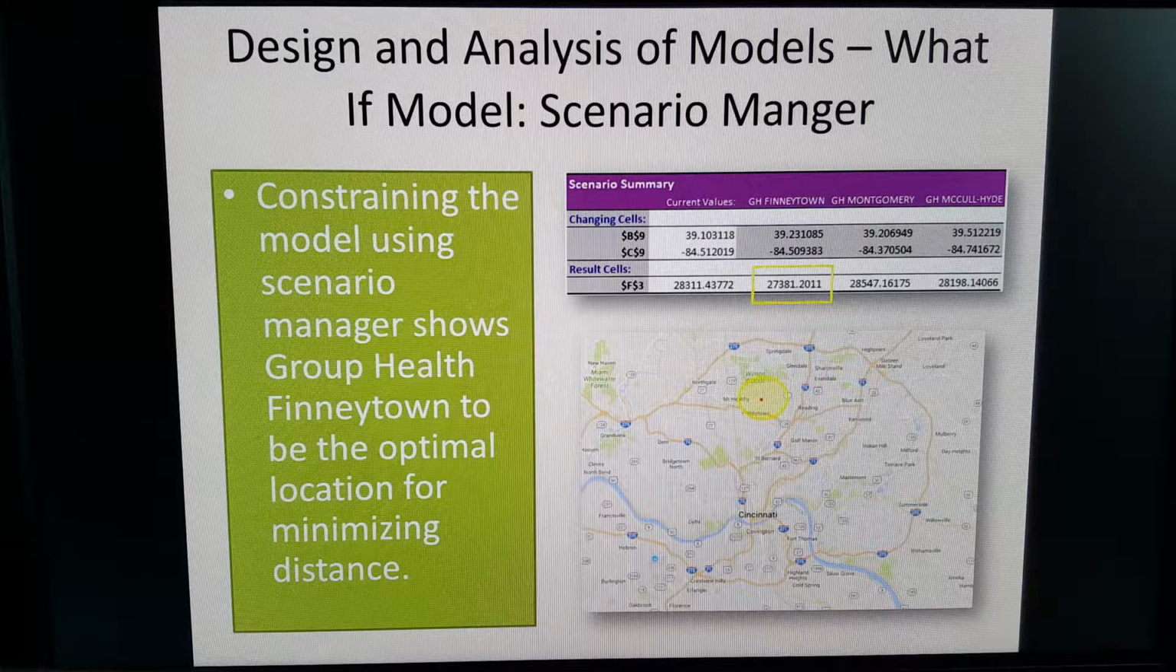The output shows that opening a location at Group Health Finneytown, or the yellow dot on this map, minimizes the total distance driven by TriHealth dermatology patients. Based on my findings, if we were to open a new dermatology office in one of our existing Group Health locations, Group Health Finneytown would be the most ideal spot based purely on minimizing distance.